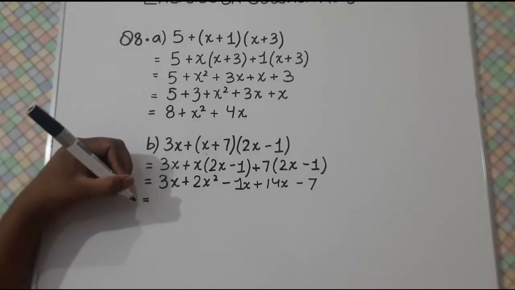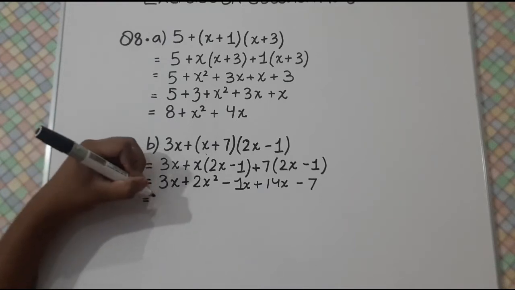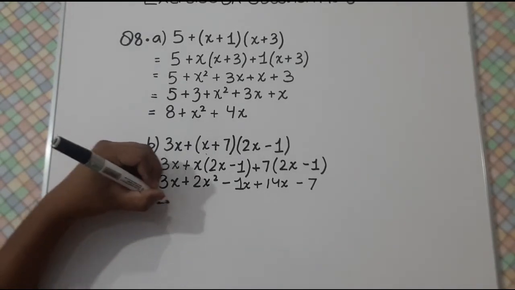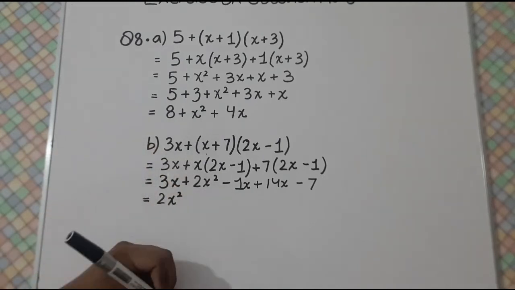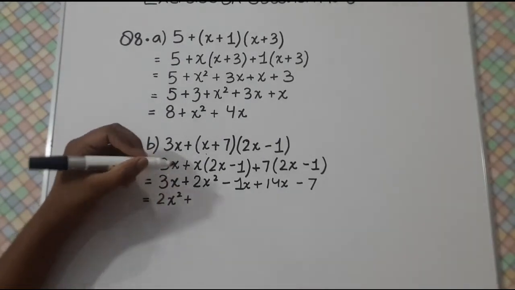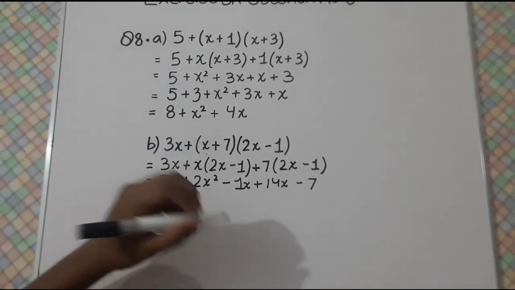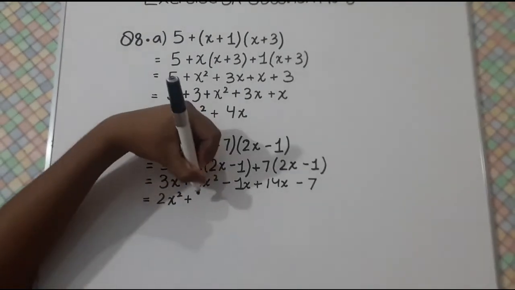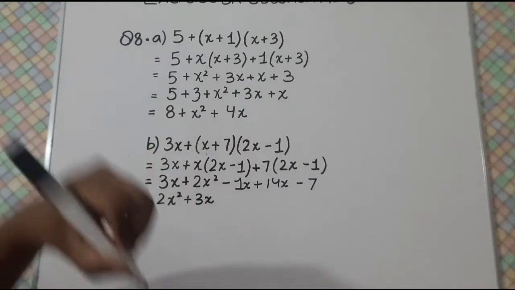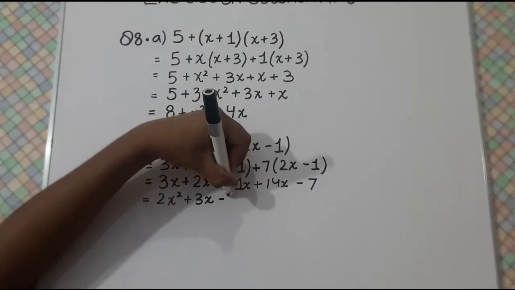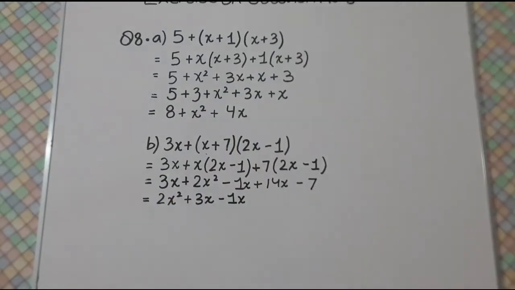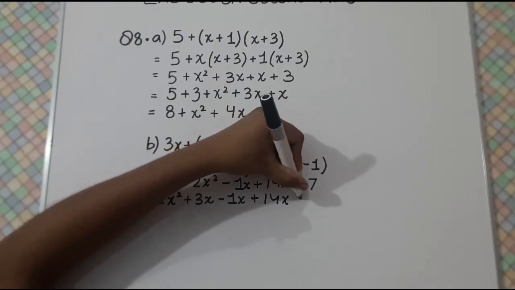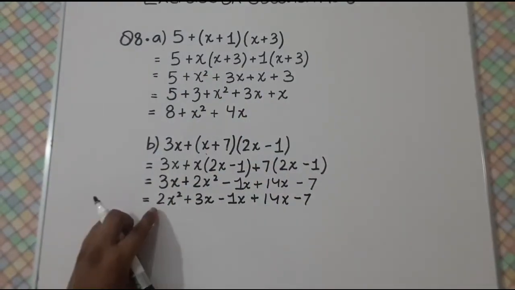Now we are going to group them. First of all we have 3x and first we have 2x square. We are going to write it in the first place as 2x square. Then we have 3x, 1x and 14x. So we are going to write all 3x, 1x and 14x together. So plus 3x minus 1x and plus 14x minus 7 is independent as 2x square.